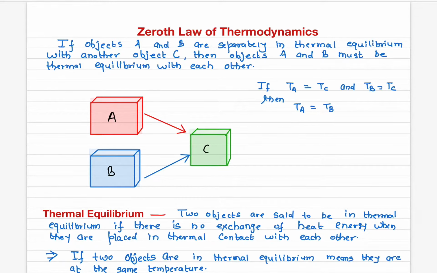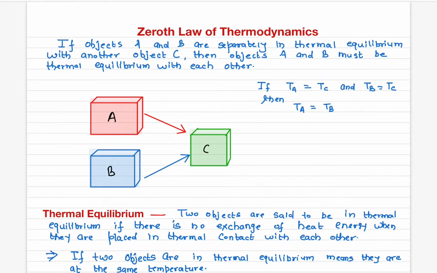In this video, I'll talk about the Zeroth Law of Thermodynamics, and it's a pretty simple law of thermodynamics. What is it? So let's say we have three objects: object A, object B, and object C. And object A and C are in thermal equilibrium.